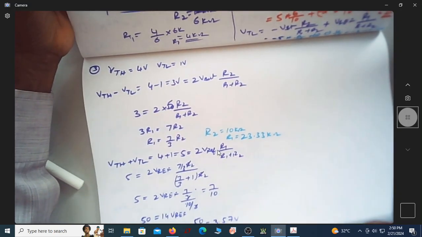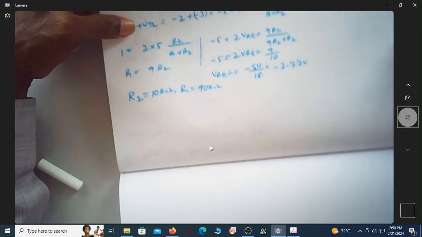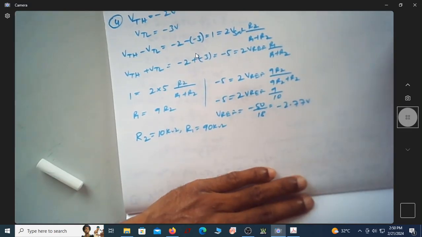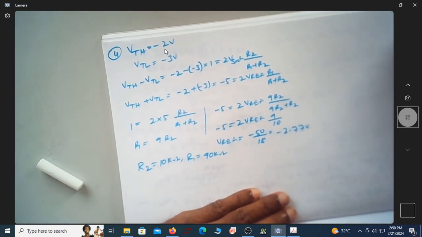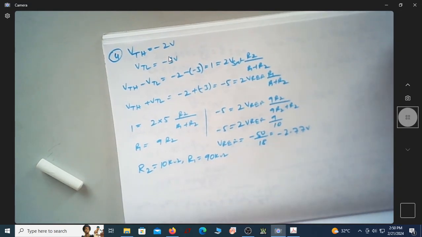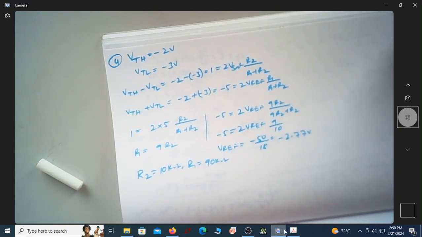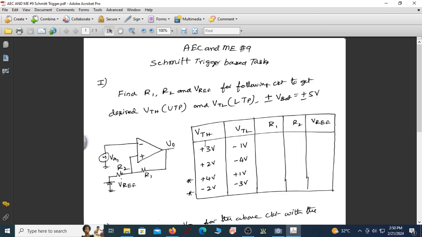Then we did it for another case, where VTH is equal to -2 and VTL is equal to -3. In all the cases, if you notice, VTH is always more than VTL. One is positive and one negative in some, both positive in another, and here both are negative. In whichever combination you see, VTH is always more than VTL.